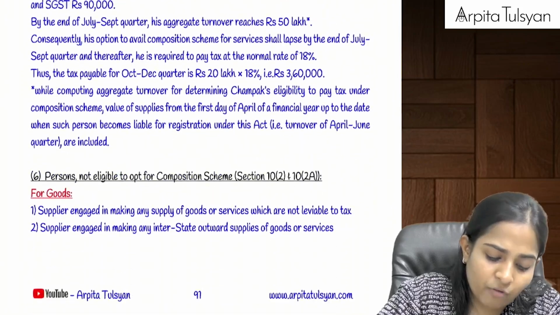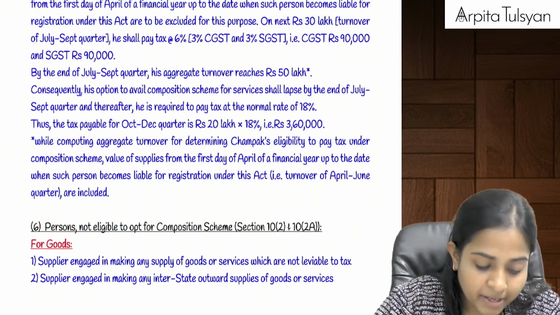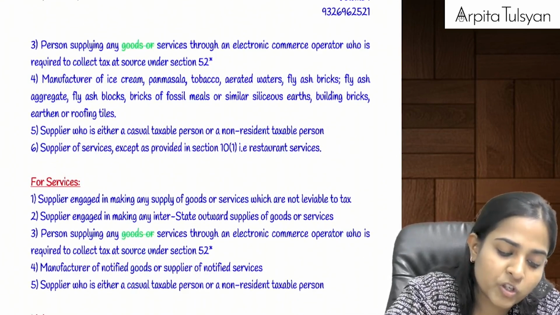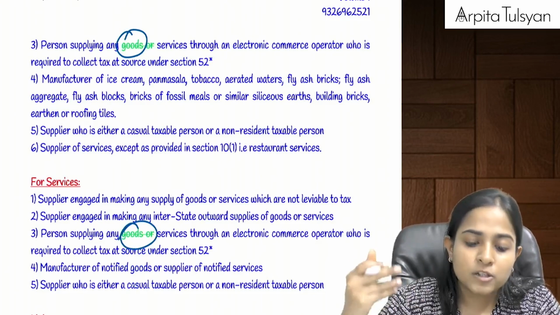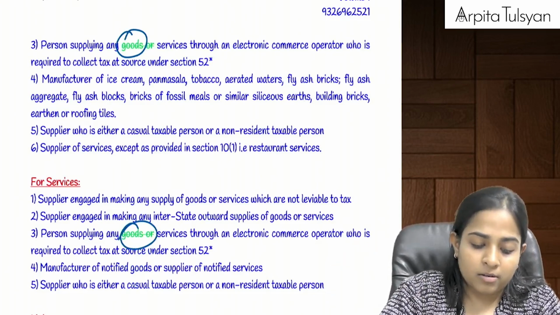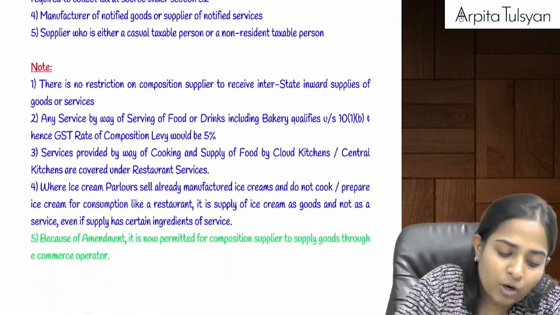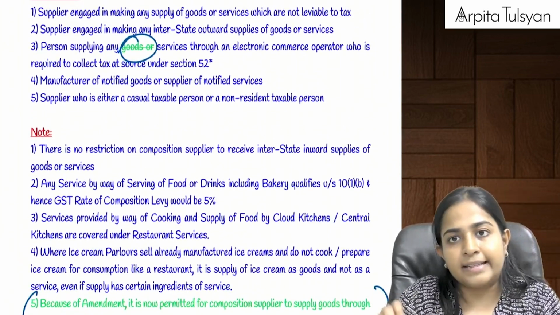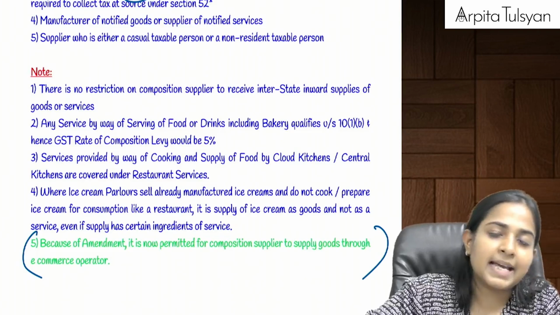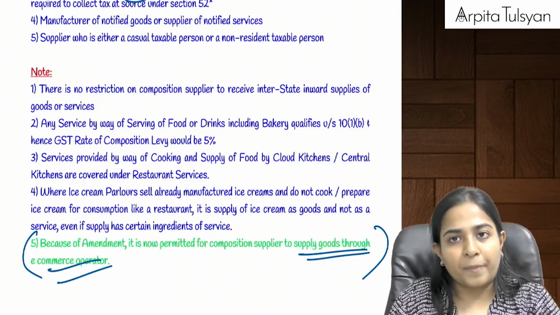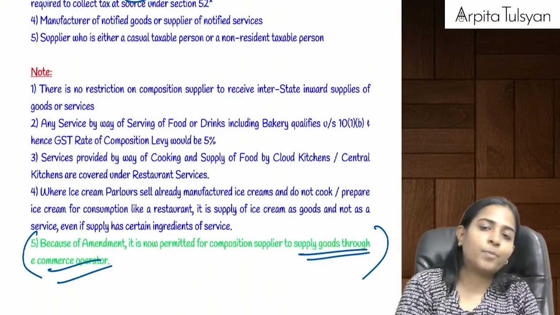This amendment, I think we have already considered now. Persons who were not eligible for composition scheme. This was a proposed amendment. Persons not eligible to opt for composition scheme: any person supplying goods through e-commerce operator. The word goods was cut from there. So that particular person was not eligible to opt for composition scheme. Because of this amendment, the word goods was cut. Means if any particular person wants to opt for composition scheme, that person is eligible to supply goods through e-commerce operator. Anyone who is supplying services through e-commerce operator still cannot opt for composition scheme.